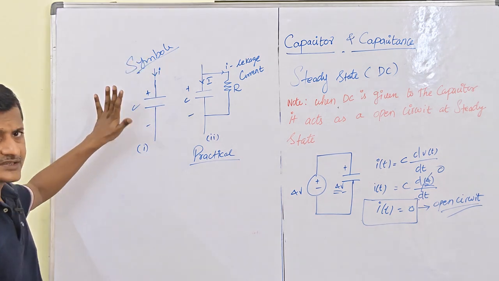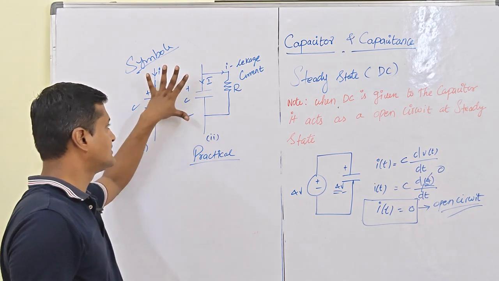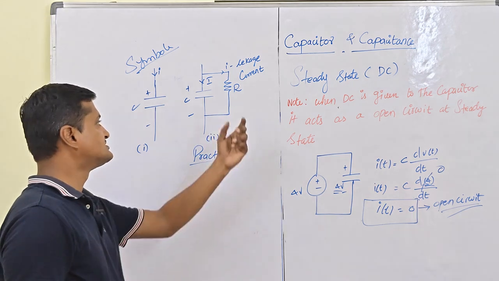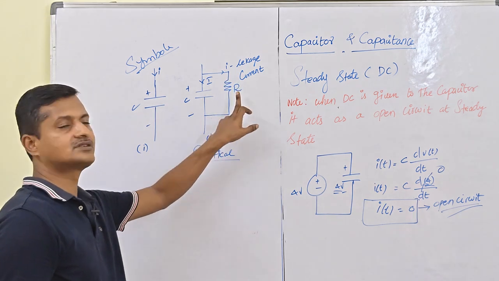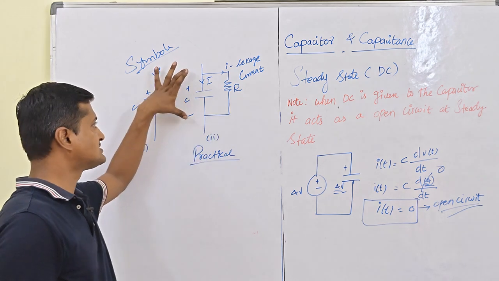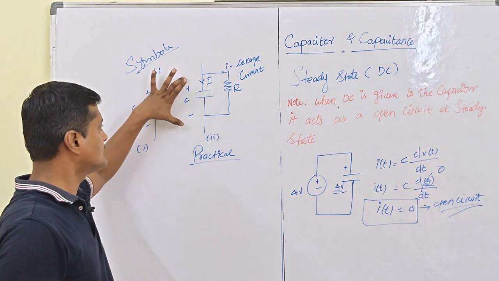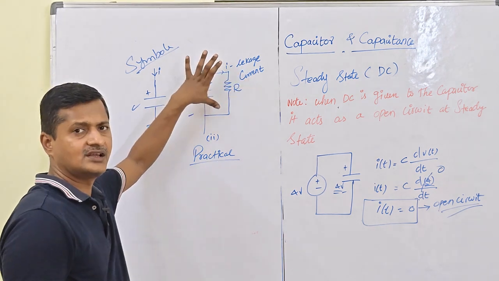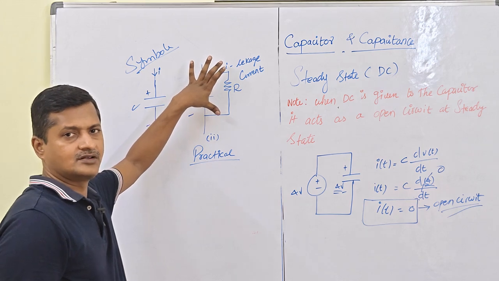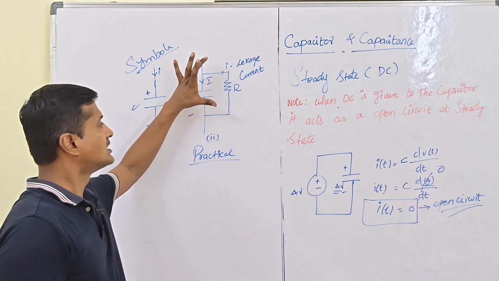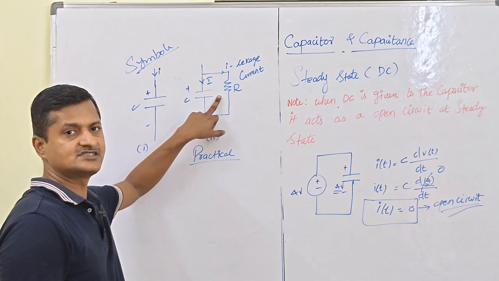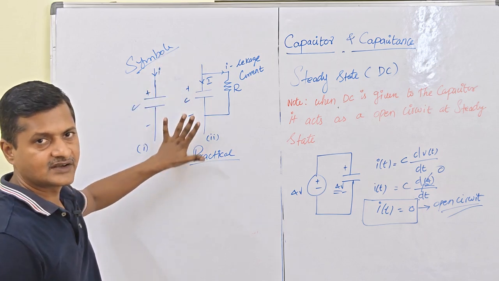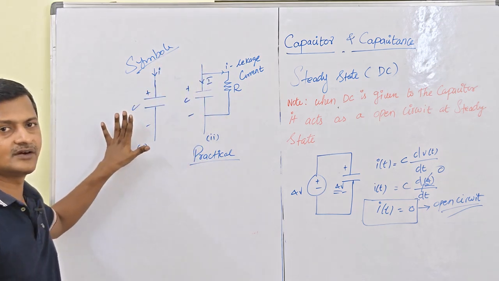Here, representing a practical capacitor, we have a capacitor in parallel with a resistor because of the leakage current. Due to some internal resistance there is a leakage current, so some current and some voltage will be dropped across it. So that is the resistor for leakage current, the resistance property of the capacitor. This is the practical symbolic representation of the capacitor, and the other is the normal symbol of a capacitor.